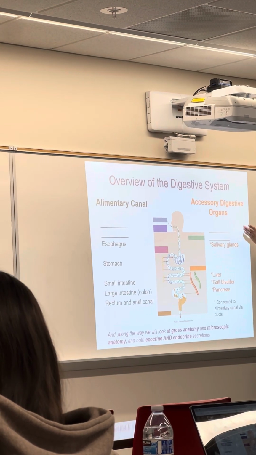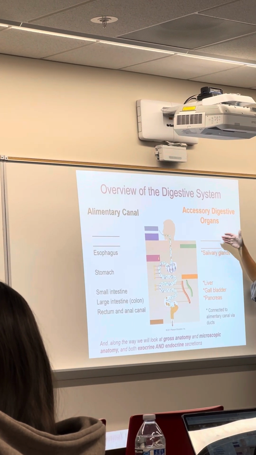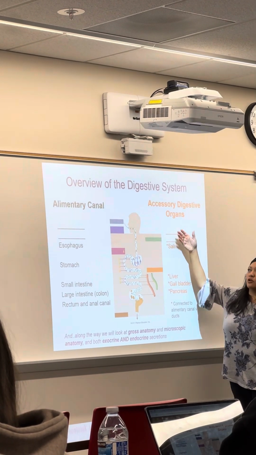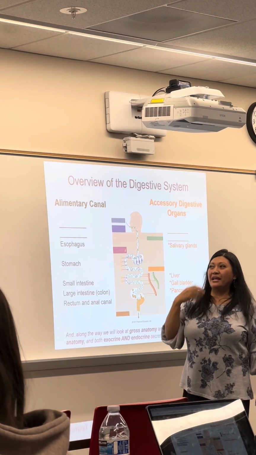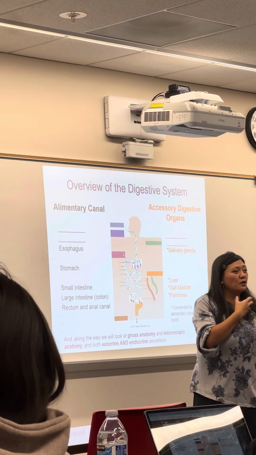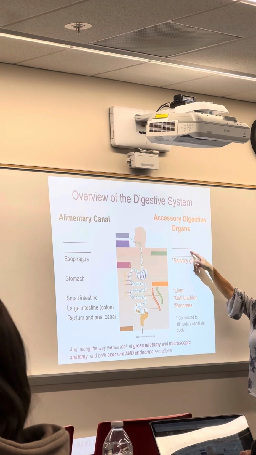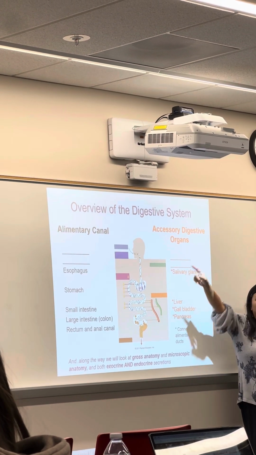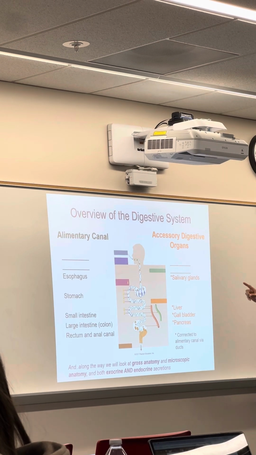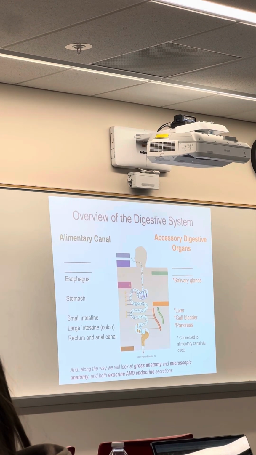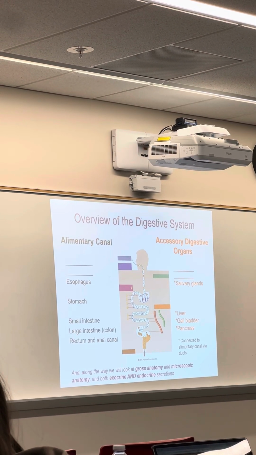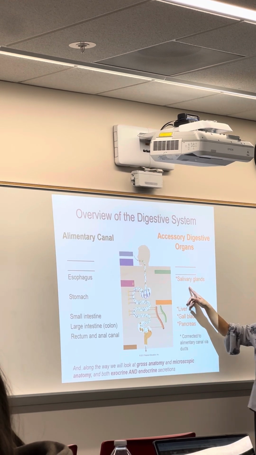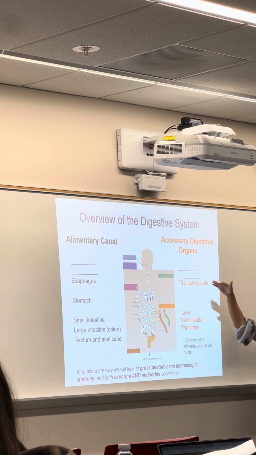Here are your accessory digestive organs. There's the blank and the blank, which are going to be in contact with the food, at least where the mouth is concerned. What are the two accessory digestive organs that we can put in this blank? Teeth and tongue. The teeth and the tongue. Very good. And then we've got the salivary glands that are also contributing to that.